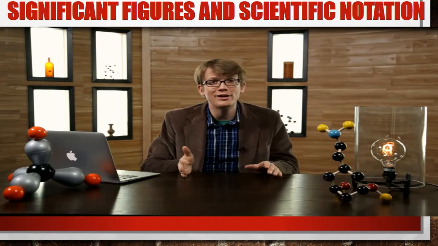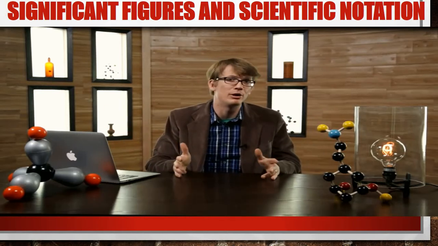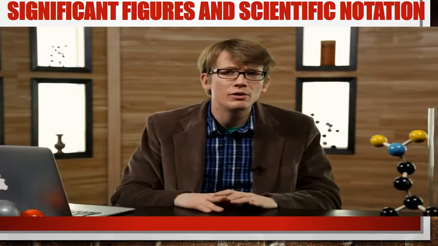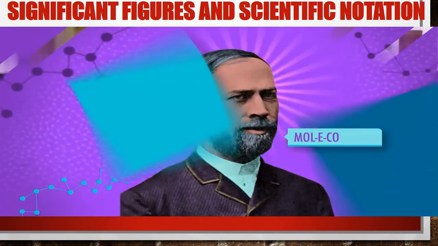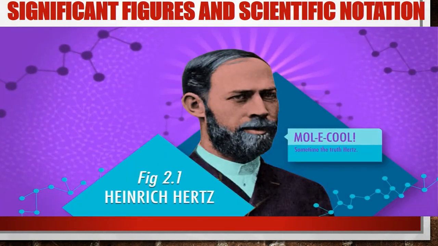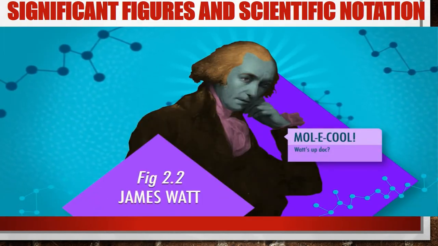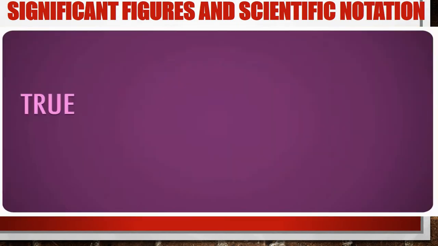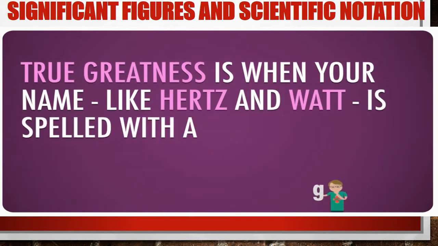And it's absolutely correct to say that there are an infinite number of possible derived units, just most of them aren't useful enough to name. But here's a bit of trivia for you. When I say watts or hertz, those things are just regular words, no special capitalization necessary. But hertz and watt, they were real people with, like, last names that were capitalized. So what's up with that? Well, getting a unit named after you is kind of the holy grail of science. To quote Richard Hamming, true greatness is when your name, like hertz and watt, is spelled with a lowercase letter.